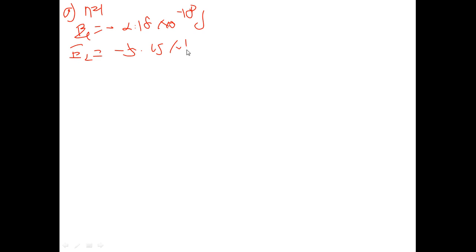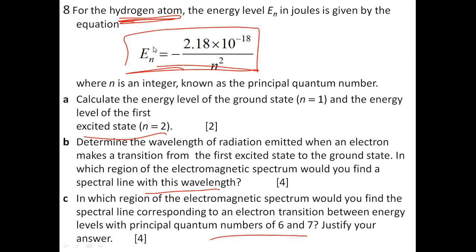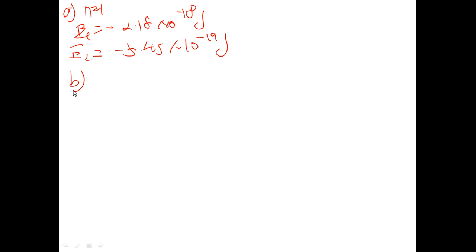Part A says that they have a transition from n equal to 1 to the first excited state, n equal to 2. So when n equals 1, E1 equals negative 2.18 times 10 to the power negative 18 joules. Okay, so when n equals 2, E2 will be equal to negative 5.45 times 10 to the power negative 19 joules. Okay, this is part A. Now part B.